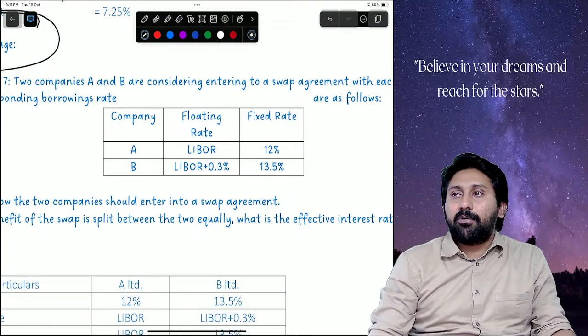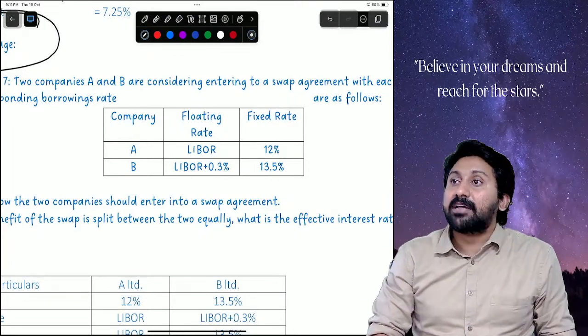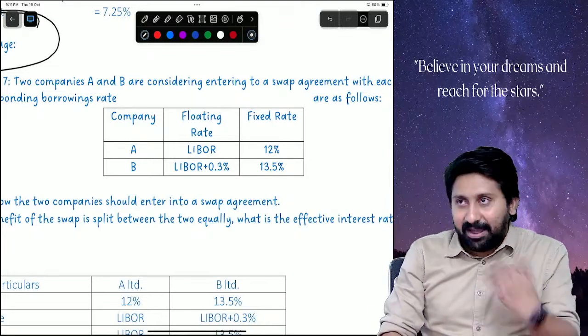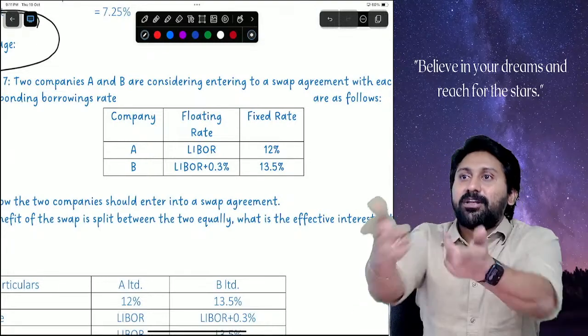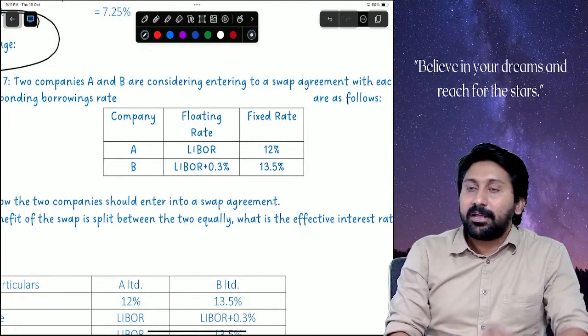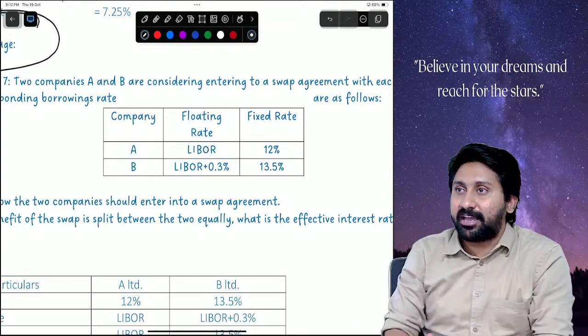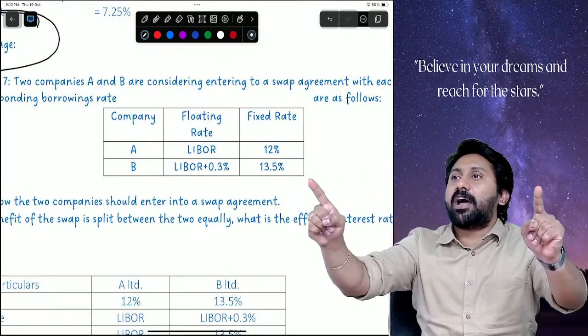Next, talk about B now. Is B in the risky category or less risky category? Risky category. Already I am having a risk, and uncertainty will add to that risk. Understanding or not? Therefore, they don't want to go for floating rate. They wanted to go for the fixed rate. First understand the idea behind the question.